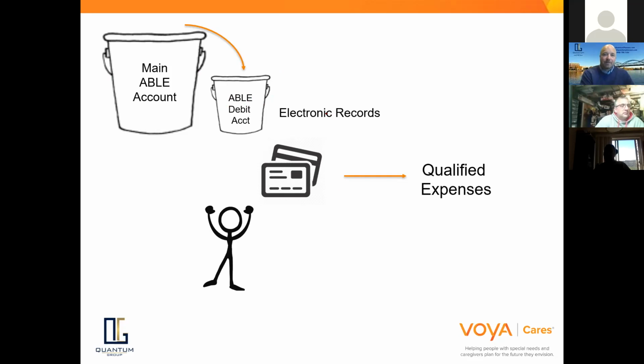A good example, maybe not for everybody, but part of basic expenses: we have one client who gets a certain amount of money each month. The young man works at the YMCA. He walks by QuikTrip, wants to grab a candy bar, wants to grab lunch on his way. He's got his debit card for his ABLE account.